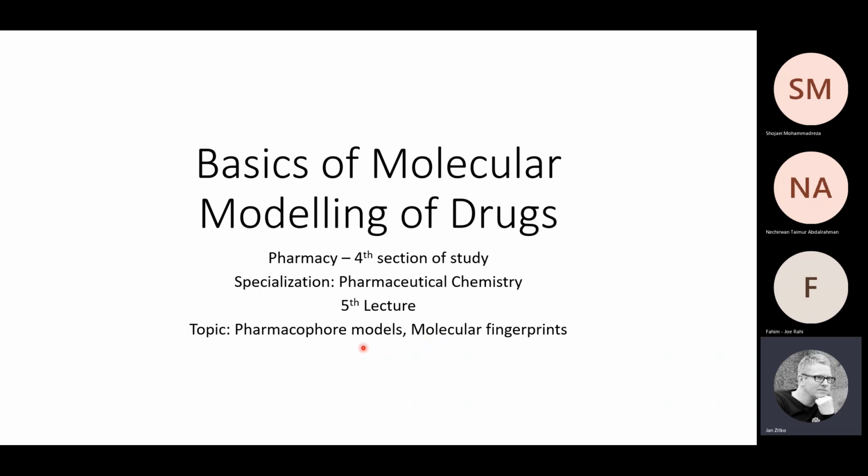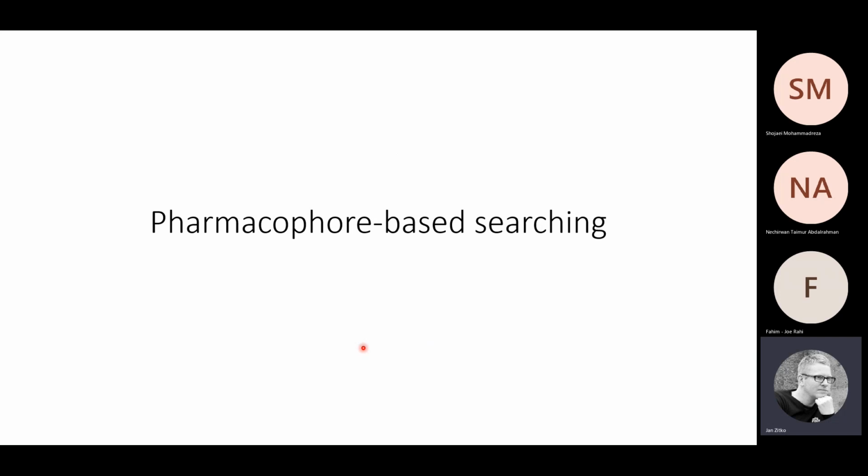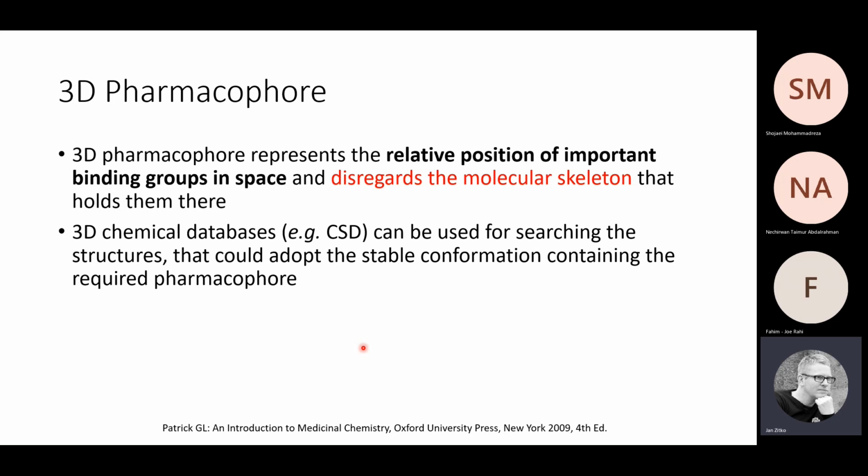Okay, first let's focus on pharmacophore models and searching based on pharmacophore models. Firstly, we should define what a pharmacophore is. Probably you have heard this term before, for example in pharmacology or even in medicinal chemistry. A pharmacophore is basically a set of features, and by features we usually mean atoms or functional groups which are placed in space, and which are necessary for the interaction, meaning binding, to the receptor.